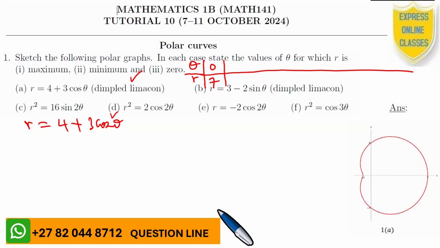So, which means r is equal to 4 plus 3 cosine theta. Right, so now we're going to focus on this and see exactly what we'll do. Okay, there's more I want to say.